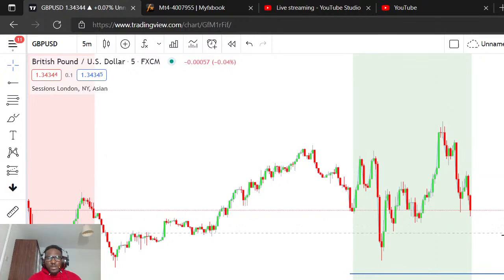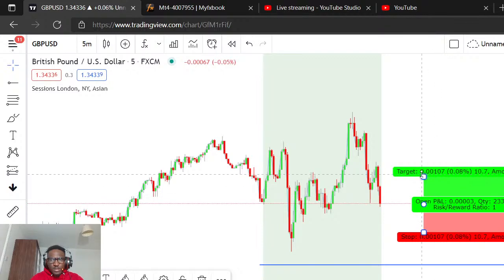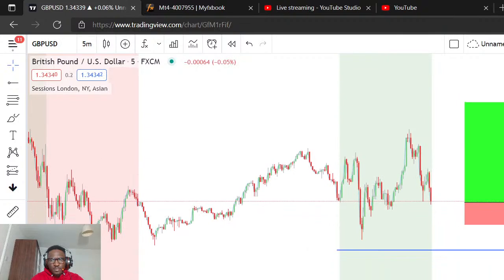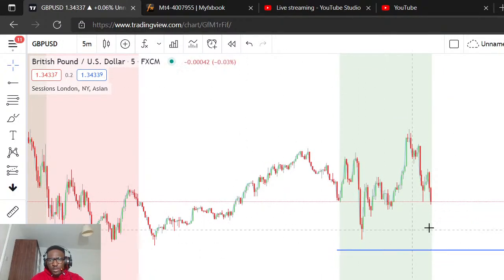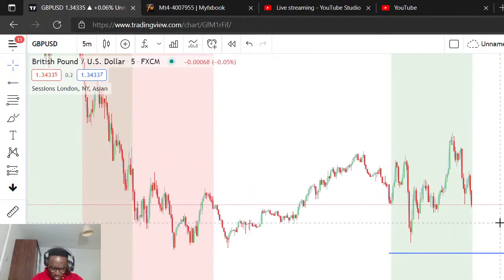Okay, so we're gonna place the trade in about 2 minutes. Like I said, I'm gonna be going long on this market. There's been so much volatility on this currency pair in the last couple of days.